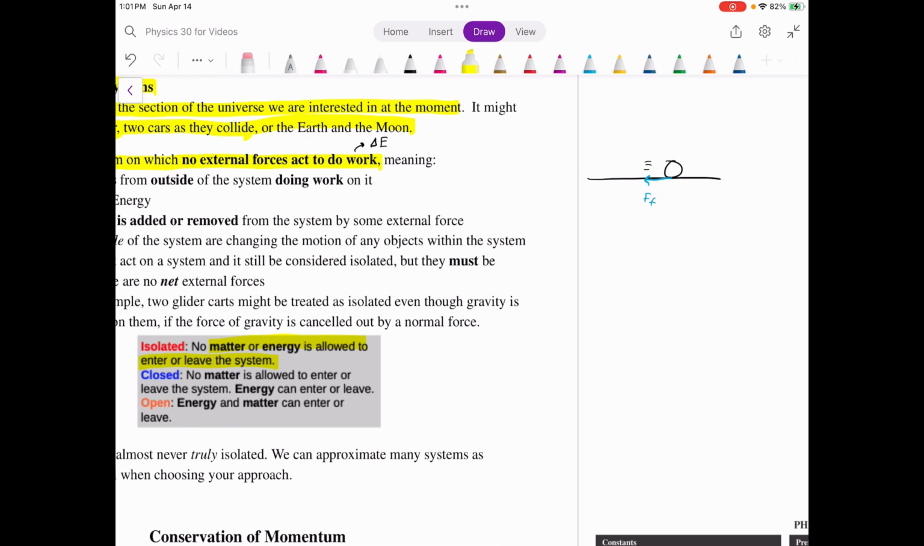Now, if we expand our system a bit, if we say, okay, but what if we include the ground and the ball and even the surrounding air? That would get closer to actually being an isolated system now. Because yes, the ball is losing energy, but a lot of that energy is going out as heat into the air or into the ground, right? Friction is converting that ball's kinetic energy into thermal energy.